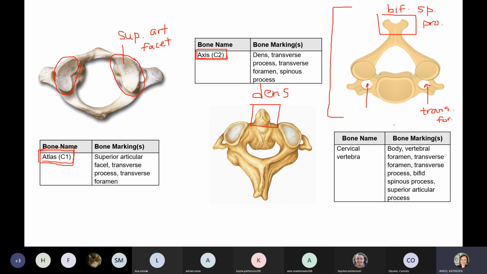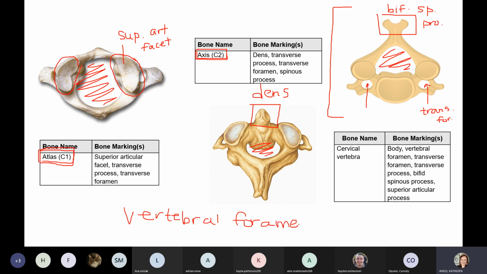The other bone marking we'll mention that literally every vertebra has is this big hole right here. I can see it over here, and I can see it over here. This big hole is called the vertebral foramen. Not a trick question. What would I find inside the vertebral foramen? What's going to be inside here?